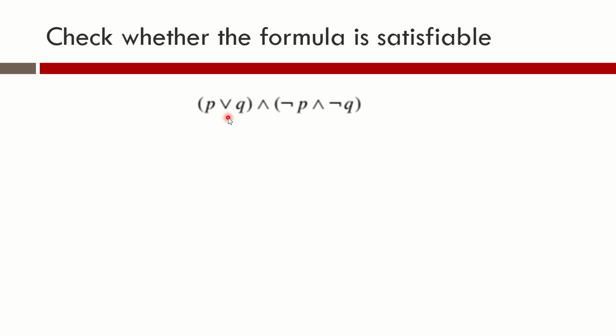So see here we have (P or Q) and (negation P and negation Q). So this formula is of the form A1 and A2, where A1 is P or Q, A2 is negation P and negation Q. Okay, so this is of the form A1 and A2. We can consider it as an alpha formula, right? It is an alpha formula. It is a conjunctive formula.